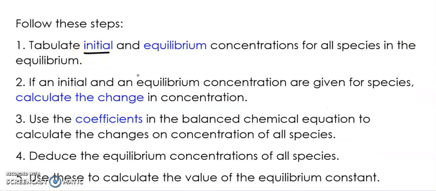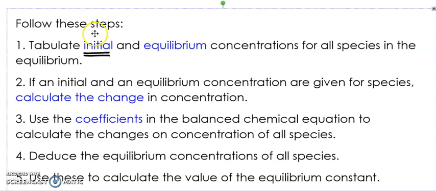Initial is the key here, and I'll show you how we're going to label this when we do an example. We're going to label this I. Equilibrium is our goal, so we're going to label that E. Two is, if an initial and an equilibrium concentration are given for a species, you can calculate the change. The change we're going to label C, because lots of times we're going to need that to find the actual equilibrium.